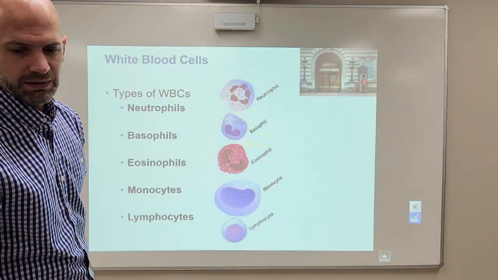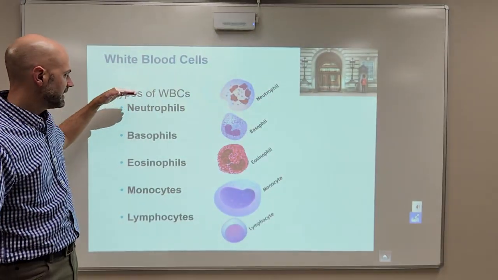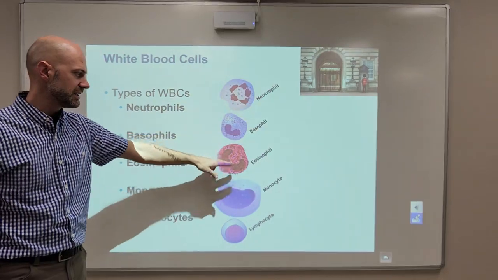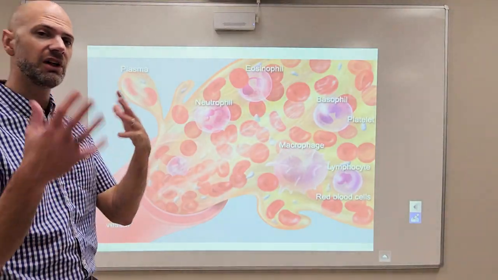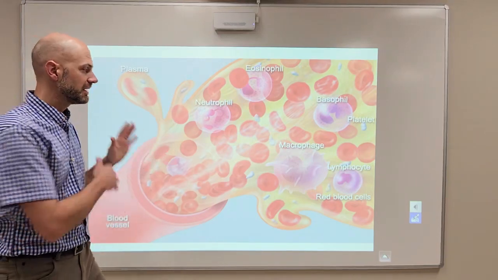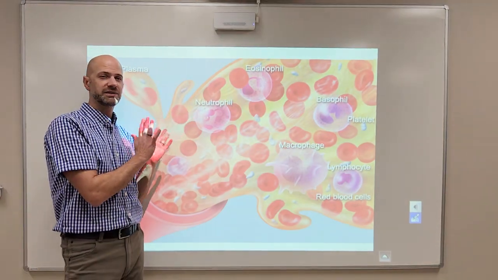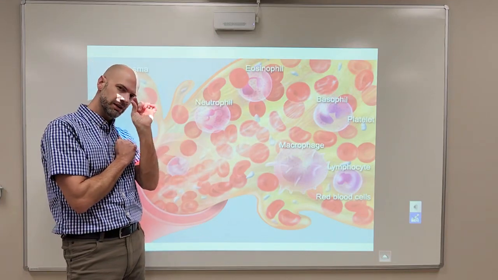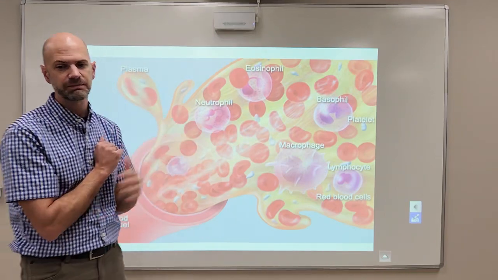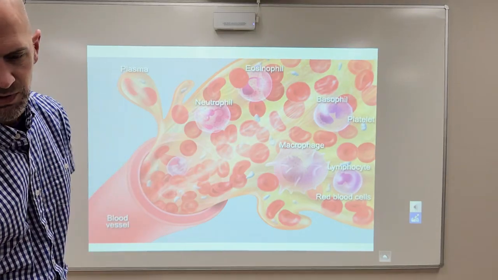Now, we're going to go through each of these: neutrophils, basophils, eosinophils, monocytes, and lymphocytes. Where are we going to start here? Remember, these are all a mixture inside of the blood. 99.99% of all of your blood cells are red blood cells. But that small little percentage are these white blood cells. And they're all over the place.